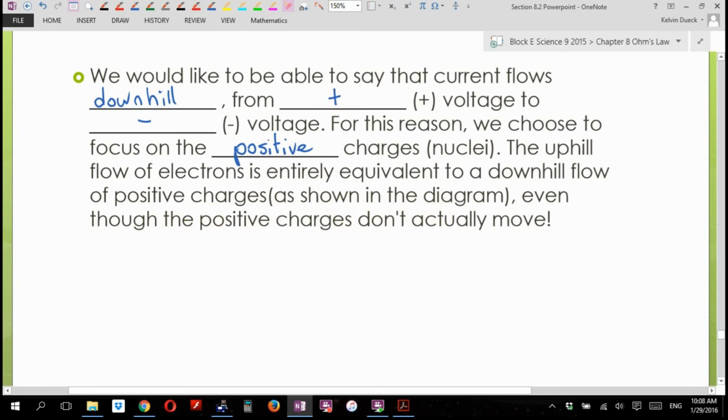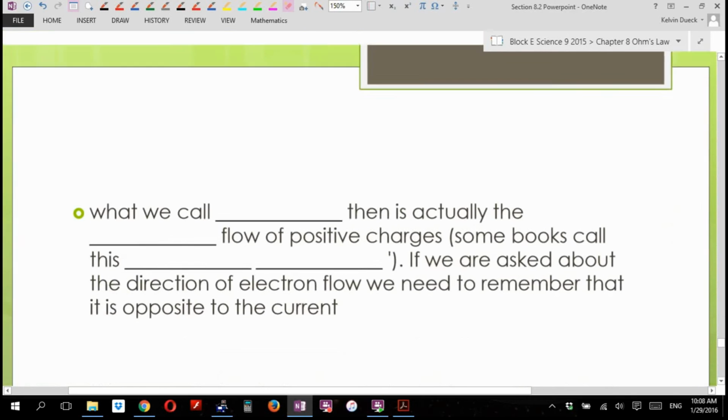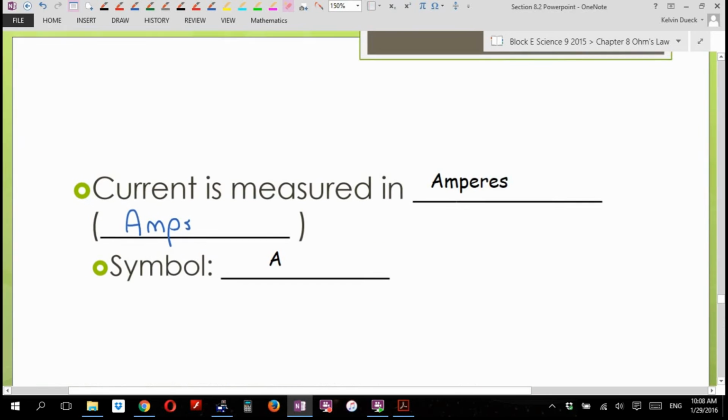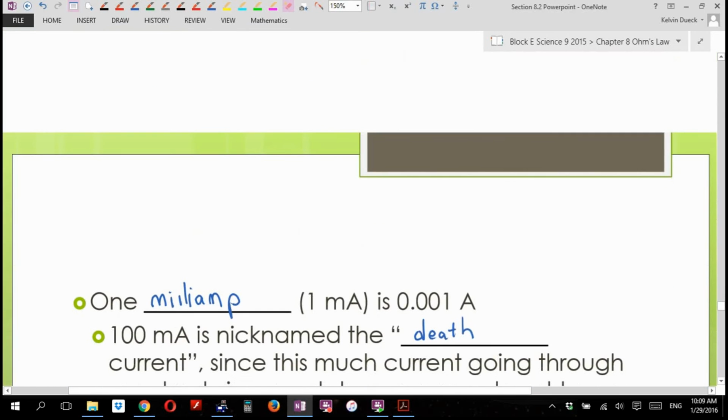Even though the positive charges don't actually move, where was the diagram? Up here. I think I have a diagram. Do I have a diagram in your notes? I did? Oh, okay, I didn't put it here for some reason.